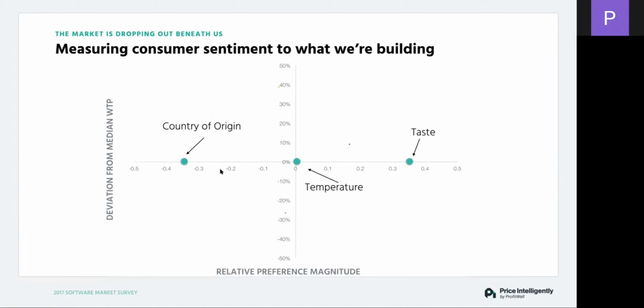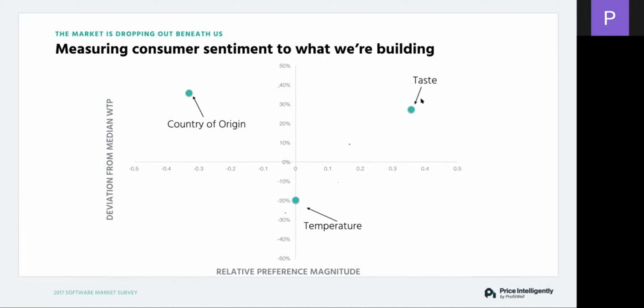Now, using another methodology you can use open source, you can make it more complicated. There's software you can buy as well. I can find out that those people whose number one feature is price are willing to pay about 25% more. Those people whose number one feature is temperature are willing to pay about 20% less. And those people who care about country of origin, the hipsters in the audience here, who really care about where their coffee comes from, they're willing to pay about 35% more.